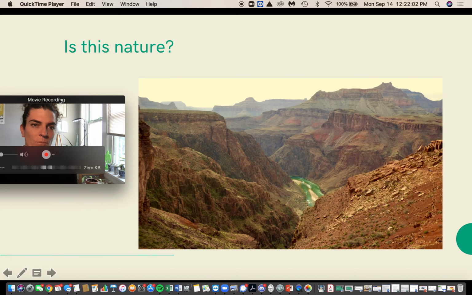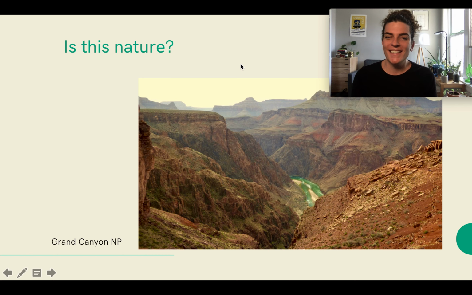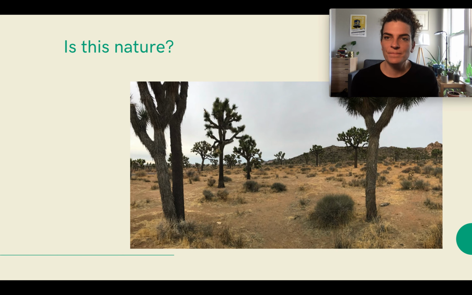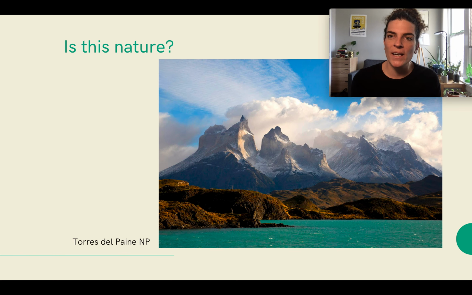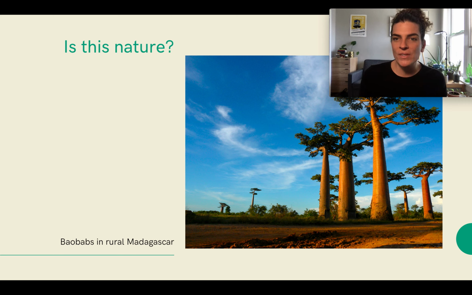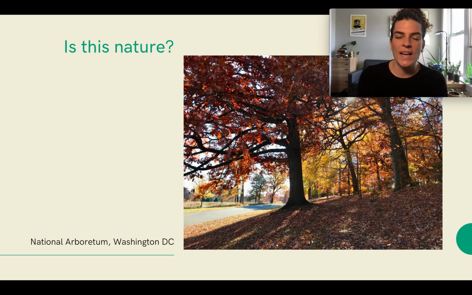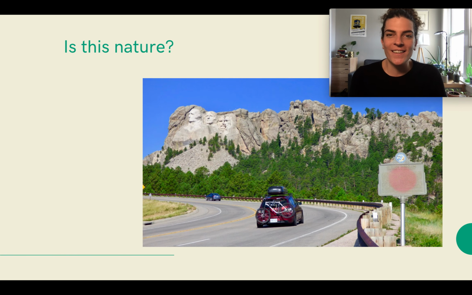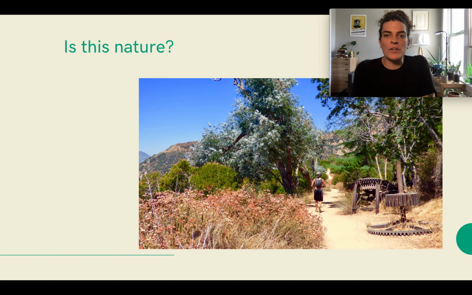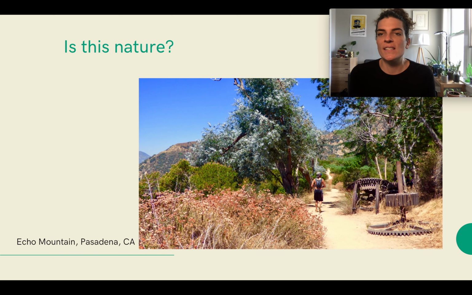So let's start with number 1. Is this picture of the Grand Canyon nature? Number 2, Joshua Tree, nature, yes or no? Number 3, Torres del Paine in Patagonia. Is this nature, yes or no? Okay, number 4, baobab trees in rural Madagascar, yes or no to this as nature? Number 5, the National Arboretum in Washington, D.C., yes or no to nature? Yes or no, is this nature? Okay, this defaced rock, also known as Mount Rushmore, is this nature? Number 7, my partner taking a hike through the Echo Mountain in Pasadena. Would you say that this, yes or no, is nature?